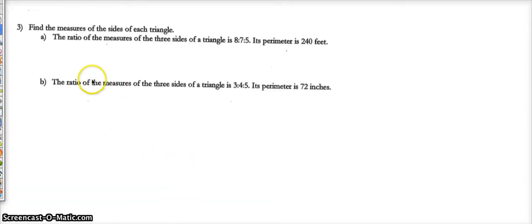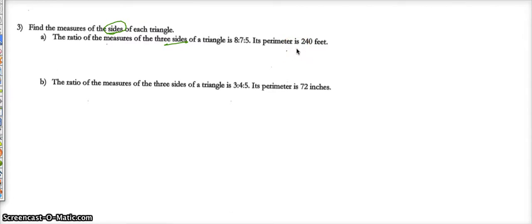This one's a little bit different because it says find the measures of the sides of each triangle. Sides don't add up to 180, angles do. So if we look at this, it says the ratio of the measures of the 3 sides of a triangle are 8 to 7 to 5, whose perimeter is 240.